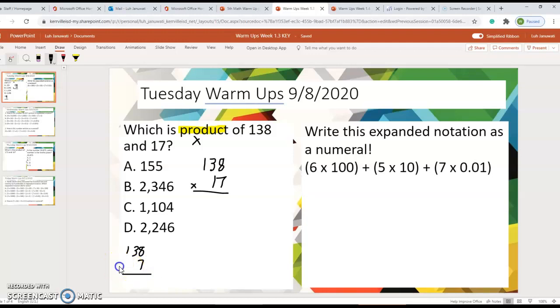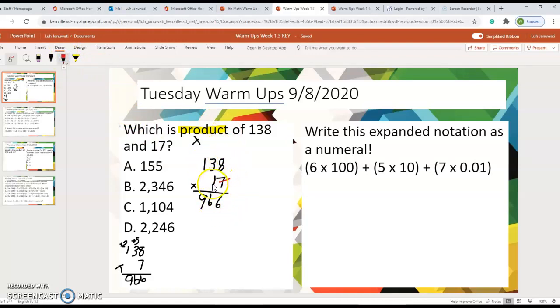So 8 times 7 is 56. So I write my 6 and I carry my 5 because the 5 is 5 tens, right? So 7 times 3 is 21. 21 plus 5 is 26. Write my 6 and I carry my 200s. 7 times 1 is 7 plus 2 is 9. Okay, so that's 966. So I'm finished with my 7.